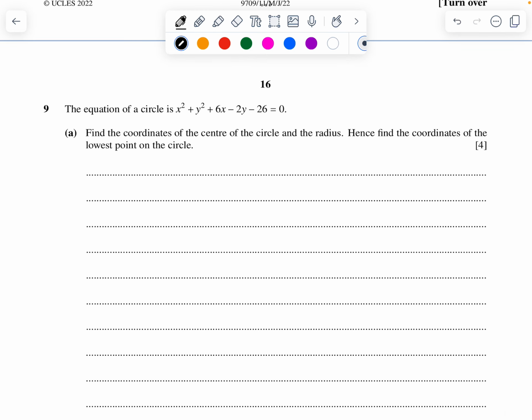The equation of the circle x squared plus 6x plus y squared minus 2y equals 26.